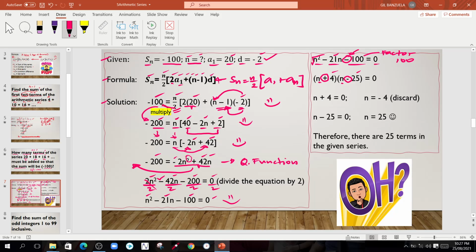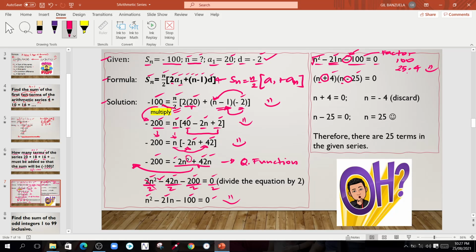Okay. So let's continue. One of the factors of 100 is 25 times 4. Actually there are many: 50 times 2, 1 times 100, and so on, until we arrive at 25 times 4. Because what we want is for the difference between the factors to be 21, and this is the only pair that satisfies the condition, because 25 minus 4 is 21. So therefore, this is the factor pair we are looking for.